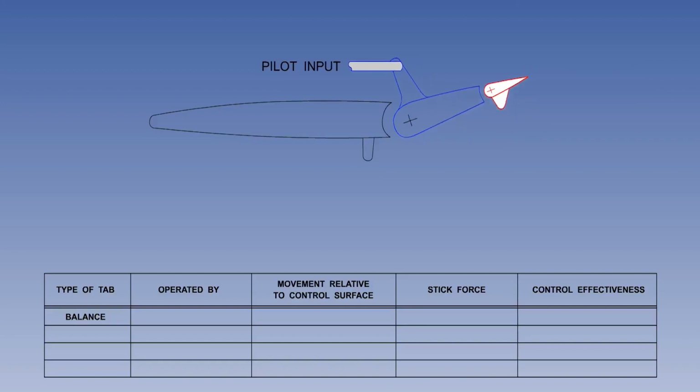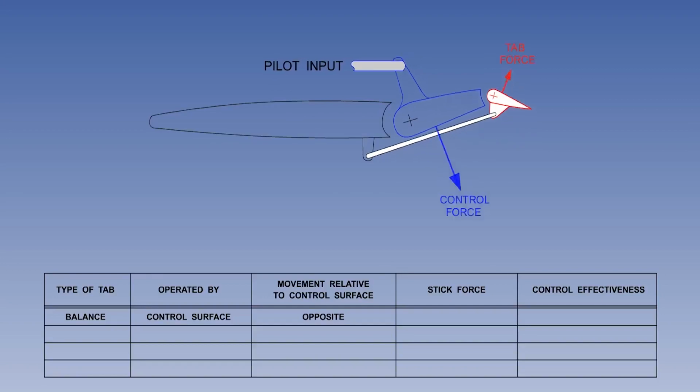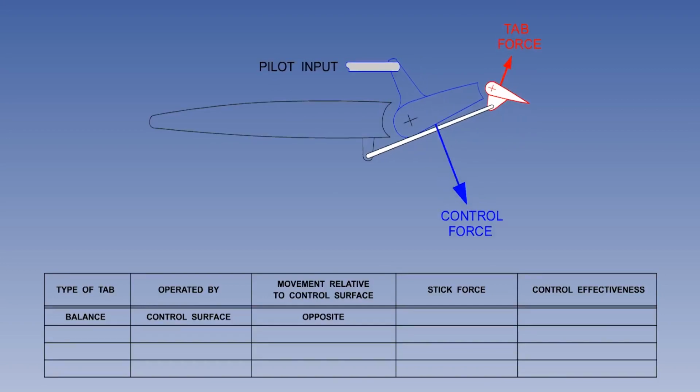The pilot input is connected to the control surface so that when the pilot moves the cockpit control, he or she is directly moving the control surface. There is a link between the fixed structure and the balance tab, such that when the pilot moves the control surface, the balance tab moves in the opposite direction.